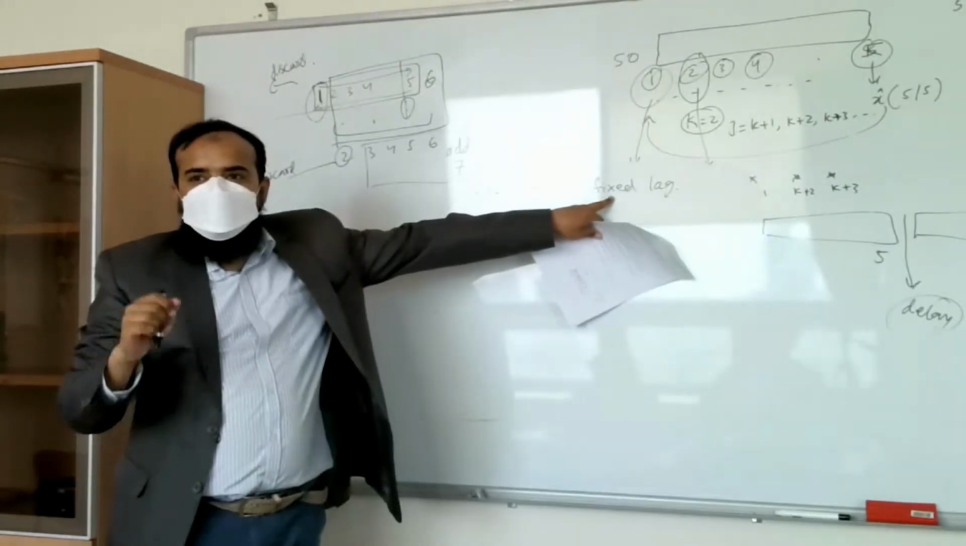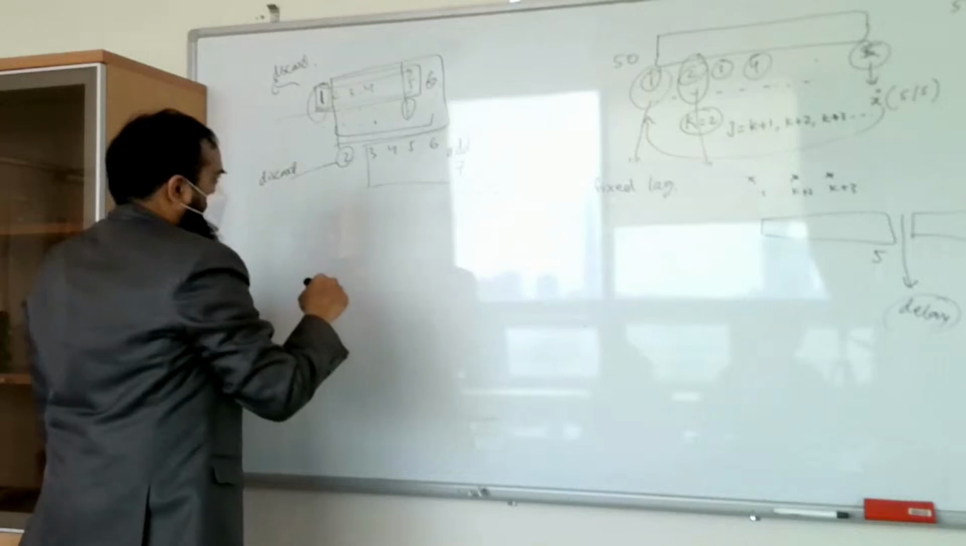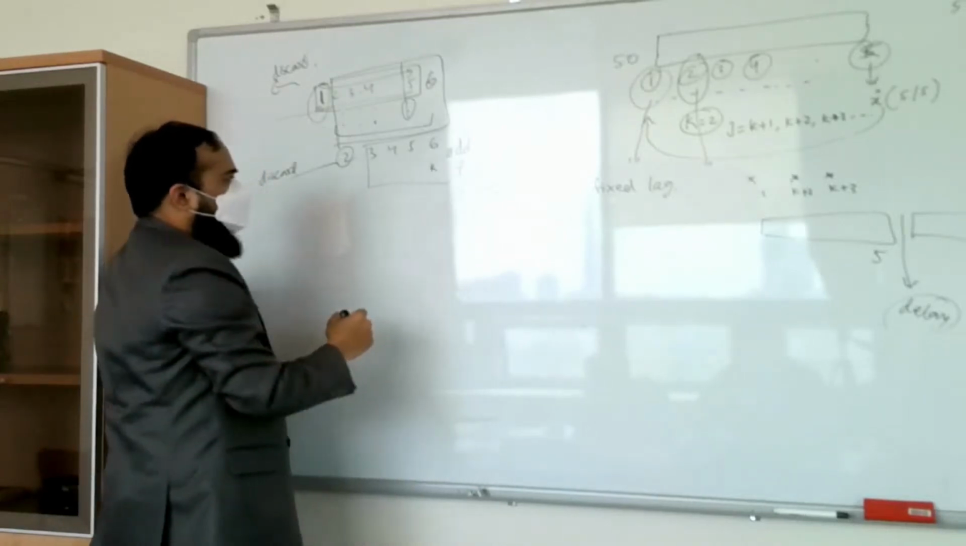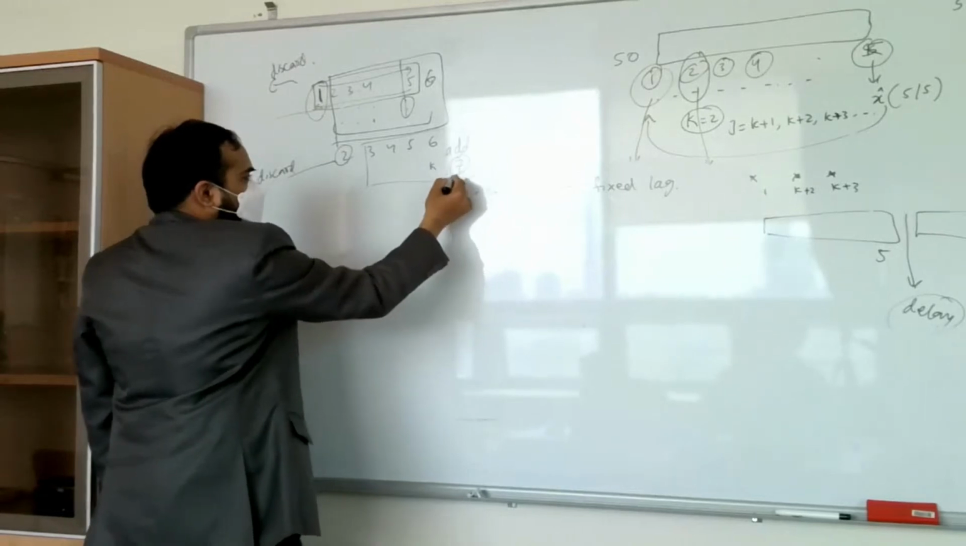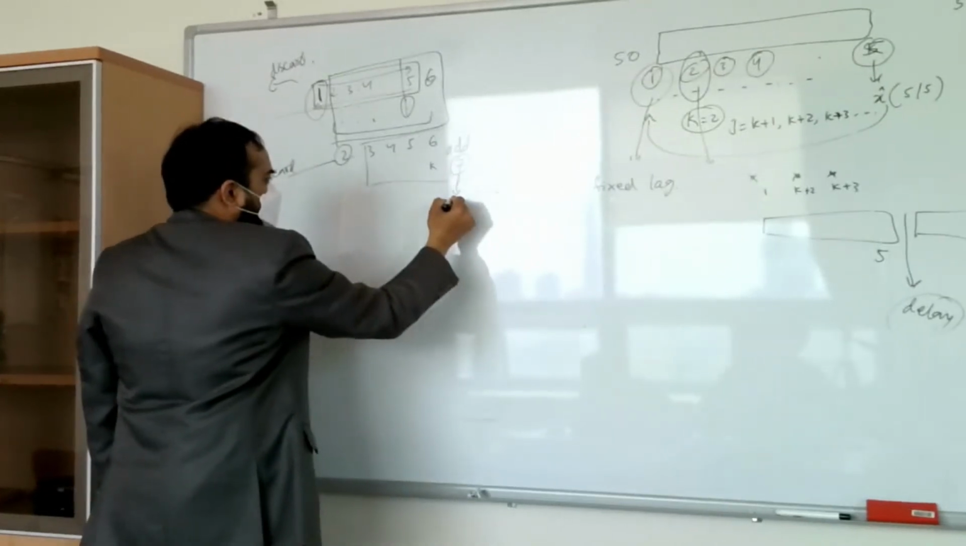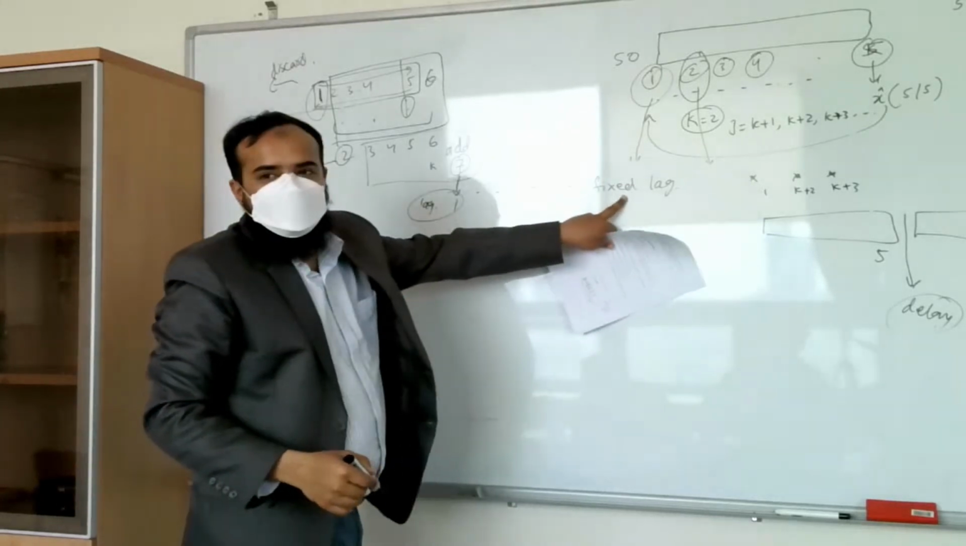Because we only remove the one, and suppose this is K. Then if we add one scan, this is the lagging, the J lag. This is called the fixed lag.